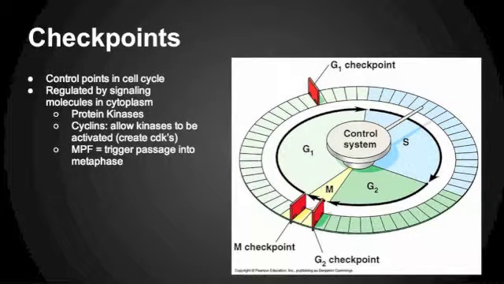The cell cycle and mitosis are regulated via checkpoints. Checkpoints are just control points in the cell cycle where start and stop signals regulate occurrences in the cell. These signals are regulated via signaling molecules in the cytoplasm that are usually protein kinases or cyclins. When a cell reaches a certain checkpoint and receives a go-ahead signal, the cell is able to continue on the cell cycle. If it does not receive this signal, the cell exits the cell cycle and enters a non-dividing state.